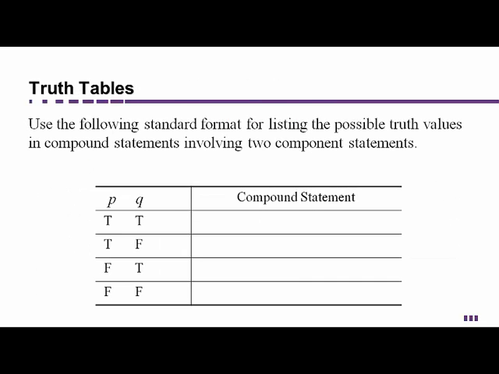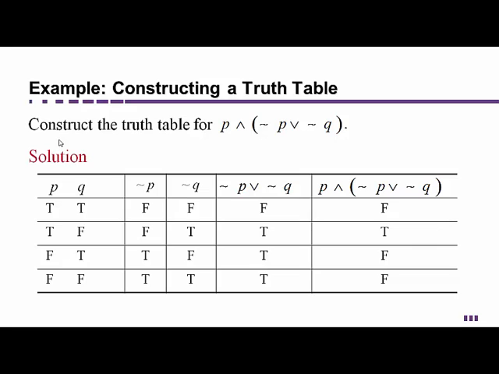So here's an example. We look at all this stuff. We've got P, we've got the negation of P, the negation of Q. So we start with P and Q. We figure out what not P and not Q are. And then we start doing pieces, again working from the inside out. So we look at the inside piece, and then once we know what that is, we can take it and do a conjunction with P.